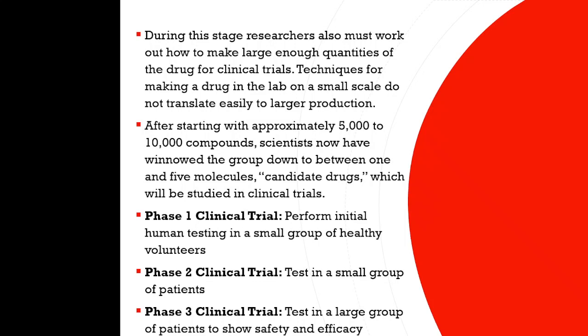Why is that? They do not go directly to the patient first, because if the drug is not effective, the patient may die. So that is why first they test in healthy people. In the second stage, they give the drug to a group of unhealthy patients. Then in phase 3, we give the same drug to a large group of patients.